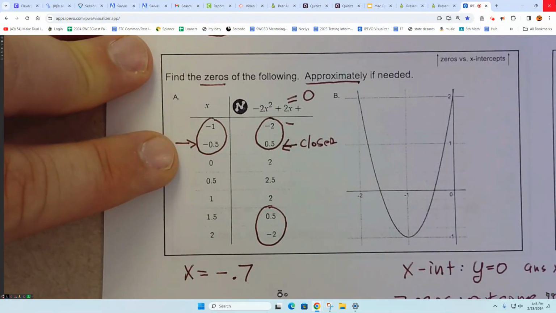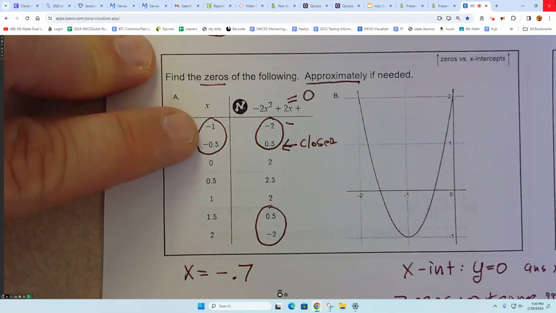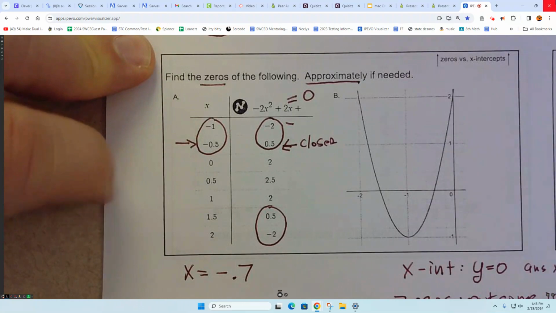Wait, negative 0.6. Negative 0.6. I would accept negative 0.6. Negative 0.75, I would accept that too. Okay, so I would really accept anything in between there as an approximation.